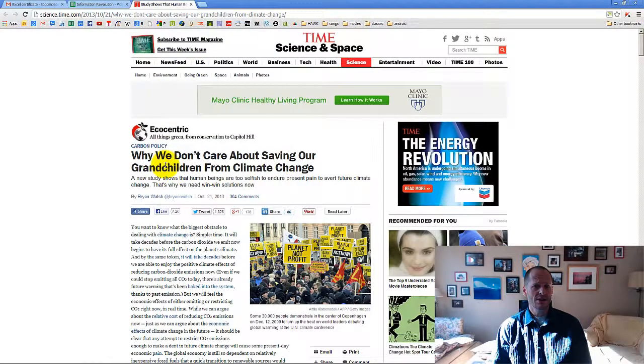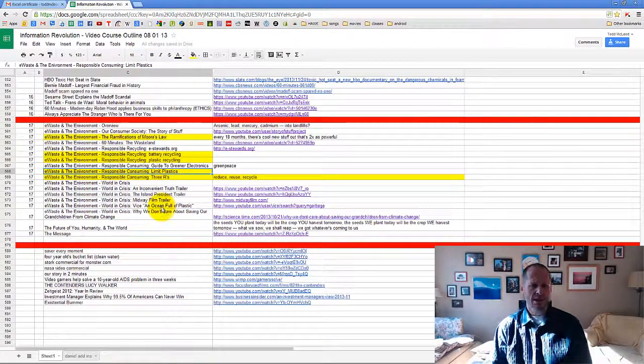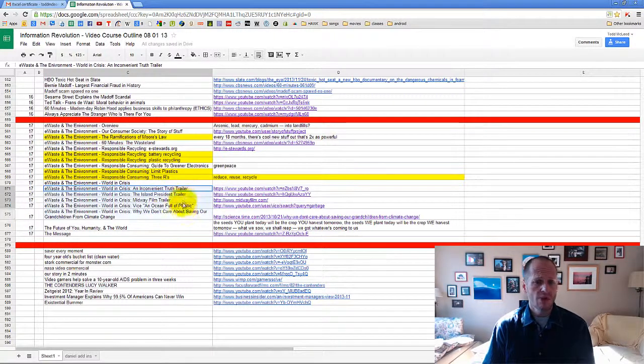One last little article here on why we don't care about saving our grandchildren from climate change. You can check that out by Time. And again, that link is right there. So those are some of the impacts right now on our planet from the lifestyle we've chosen to live. And what can you do? What choices can you make to sort of minimize the impact?